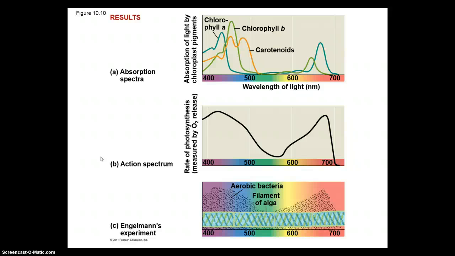And then for the action spectra, which we measure by oxygen release, the more oxygen is released somewhere around 420 nanometers, and then there's another peak again around 680 nanometers. And if you look at Engelmann's experiment, you can see that he had roughly the same results by looking at the growth of bacteria.